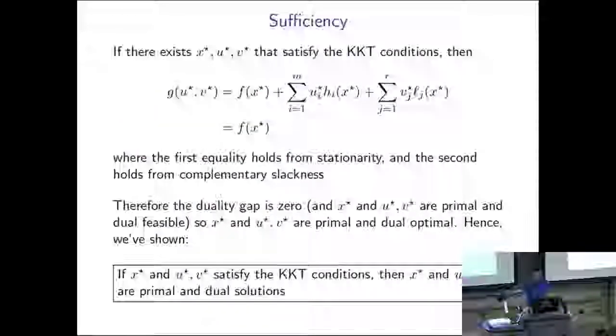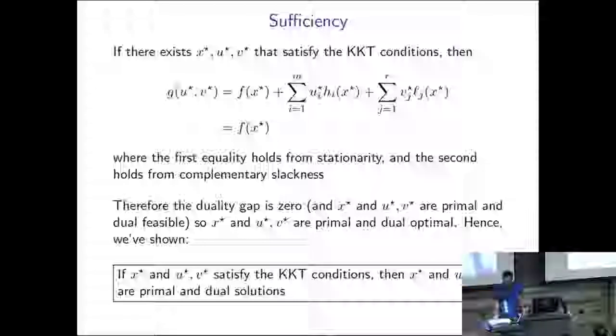Okay, doing the other direction. The other direction I would say is probably even more straightforward. Let's suppose we have a triplet that satisfies the KKT conditions, that set of 4 conditions. Then by stationarity, we're just reversing this implication.